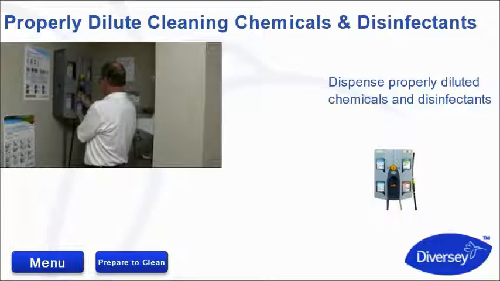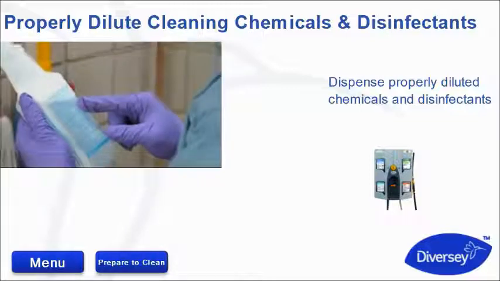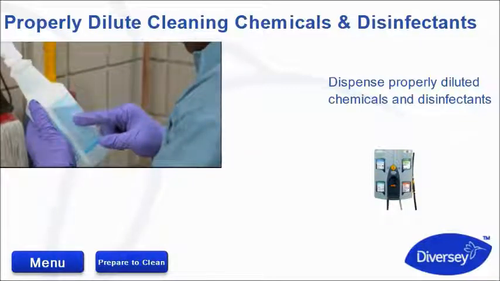Use a chemical dispensing system or measuring cup to properly dilute cleaning chemicals and disinfectants. The proper dilution is essential to ensure that disinfectants and cleaners work properly. Make sure that all cleaning chemicals are properly labeled.